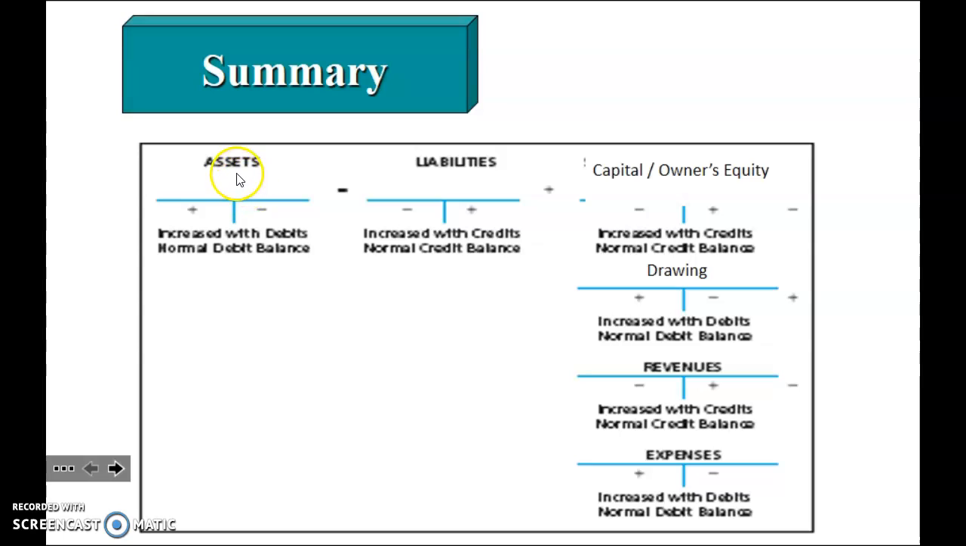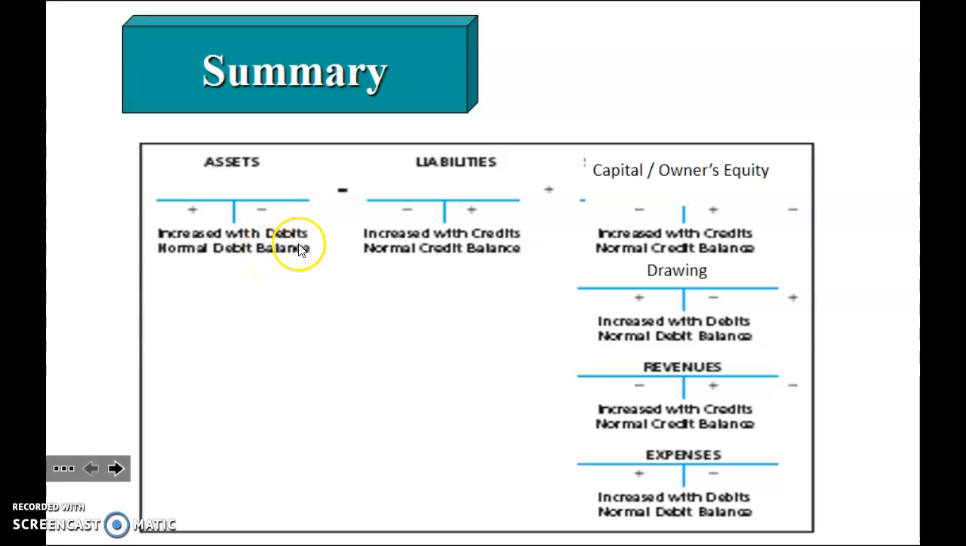So, let's look at assets. Remember, they are something of value that a company owns, and they are increased with debits, or on the left side of the T account. In the journal also, remember the journal has a debit column and a credit column. So you are going to increase an asset with a debit, and decrease it with a credit. And remember, a normal balance side is the side that increases. So assets have a normal debit balance.